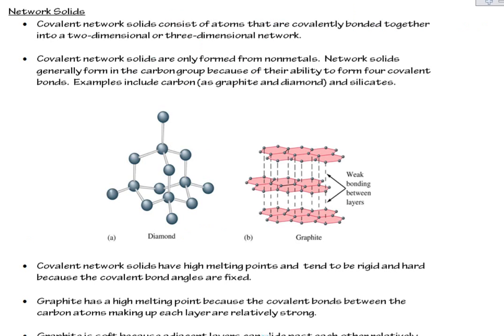Another group of solids are called networks. Now again, network solids are going to be covalently bonded atoms. Covalently bonded atoms. I like making note of this. Great examples are different forms of just carbon. It's like graphite, diamond, or silicates. So this commonly occurs with elements from the carbon family, like silicon, or again, carbon.